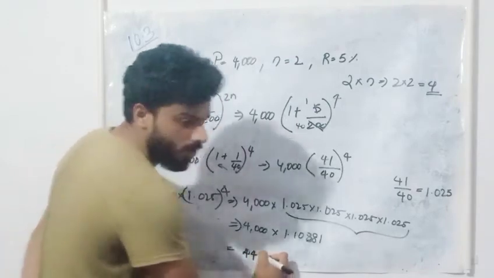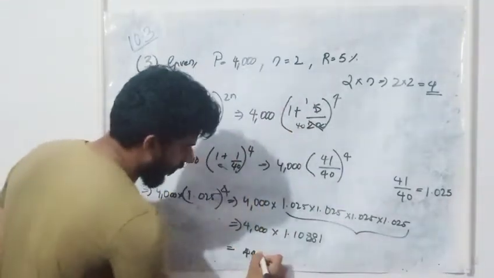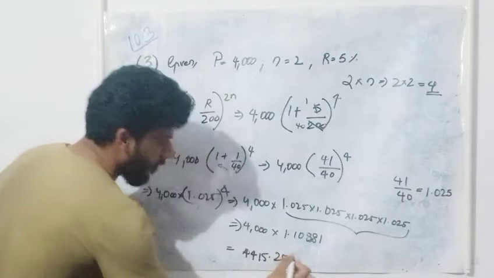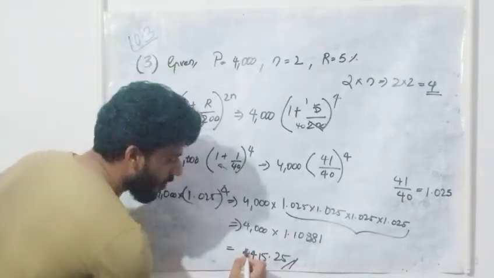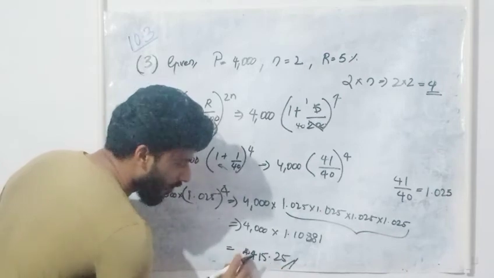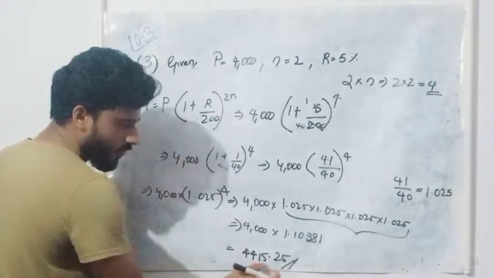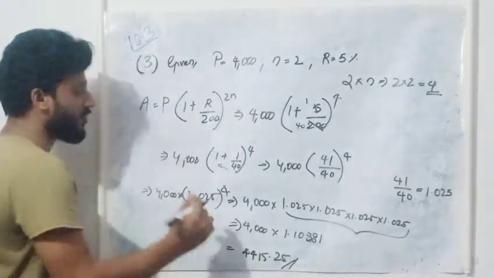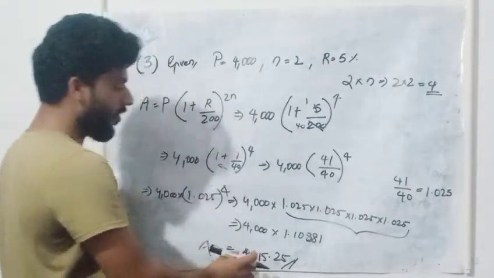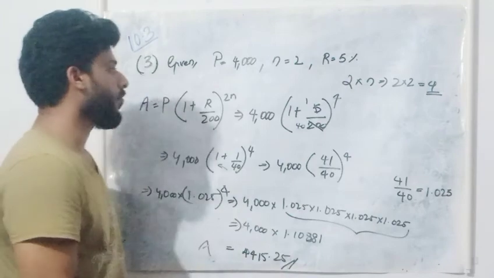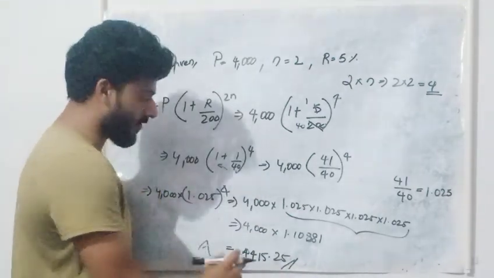Our answer will be 4,415.25. Here we just need to calculate only the amount. The question asks what the total amount is. So we are stopping here. We need not find out the compound interest. So this is the answer. Thank you.